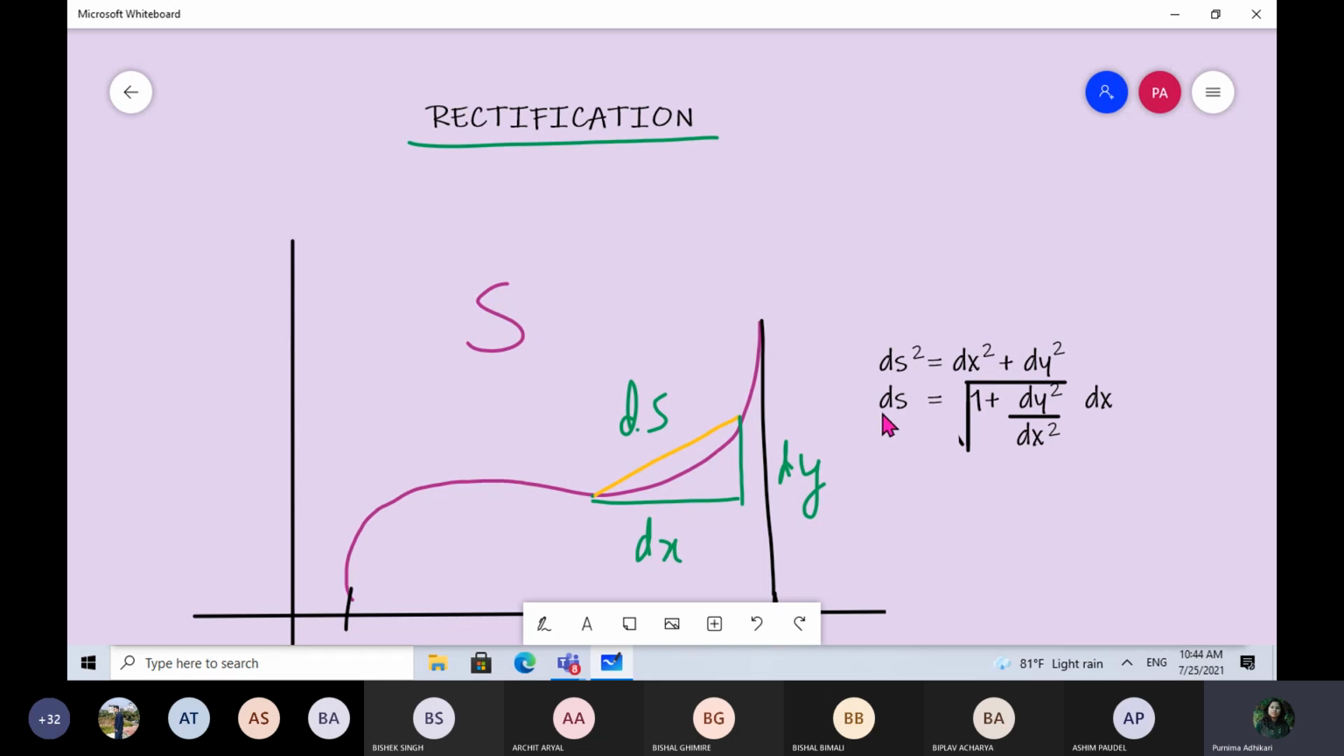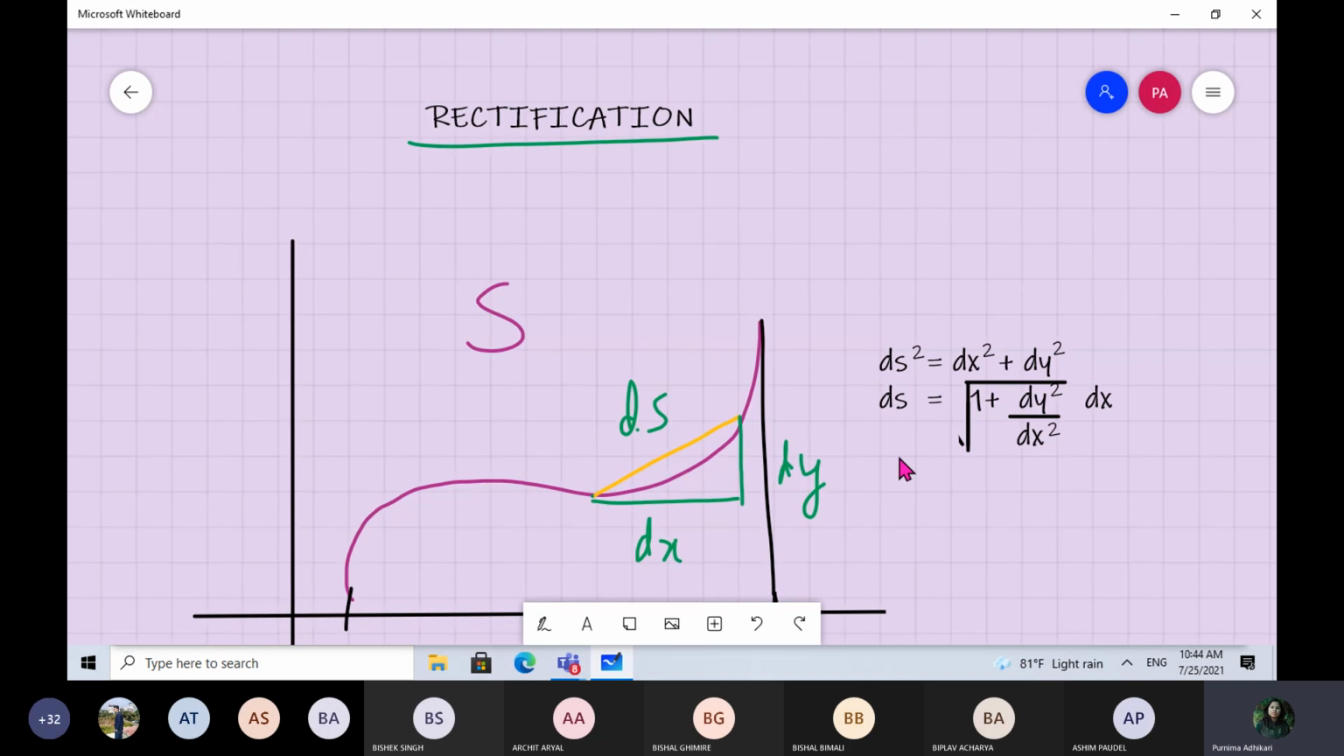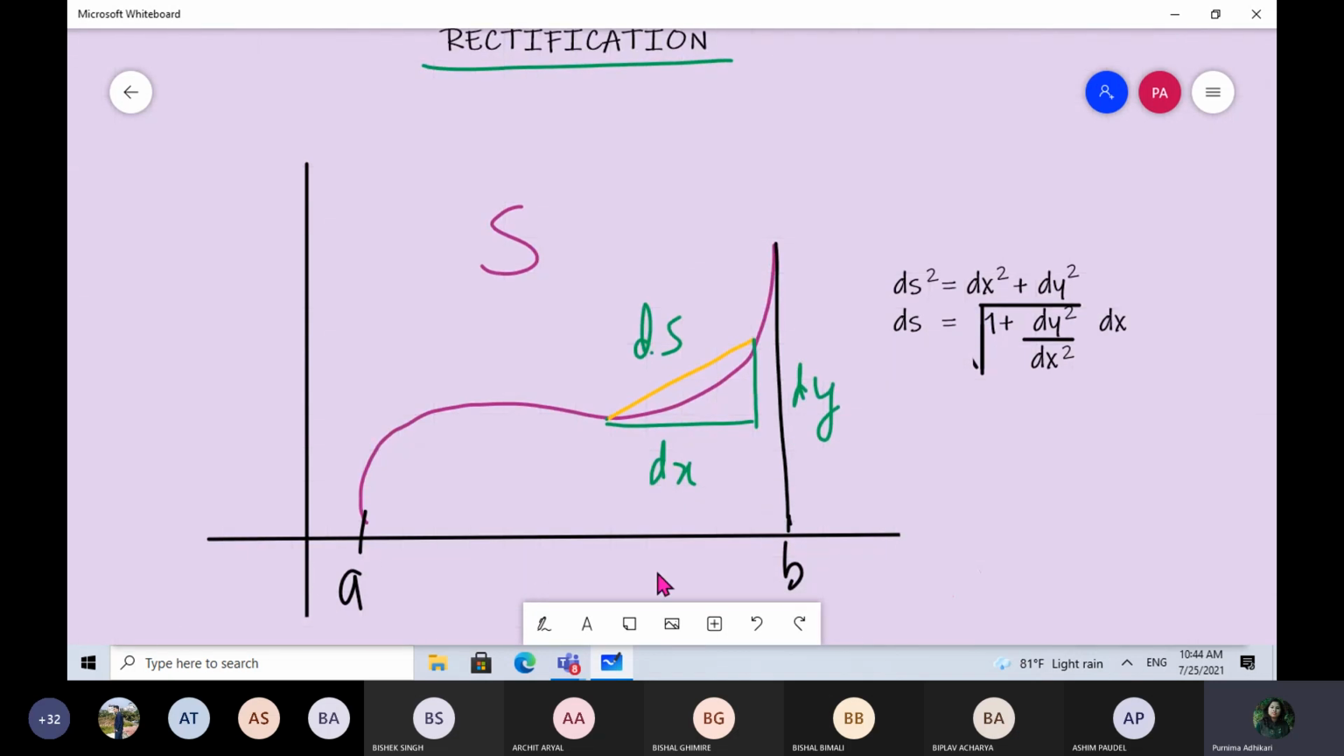So now this ds is the small length, infinitely small length. But what we actually require is the length from A till B. We want the length from A to B. So how will you get it? Now you know. What will you do to get the entire length?